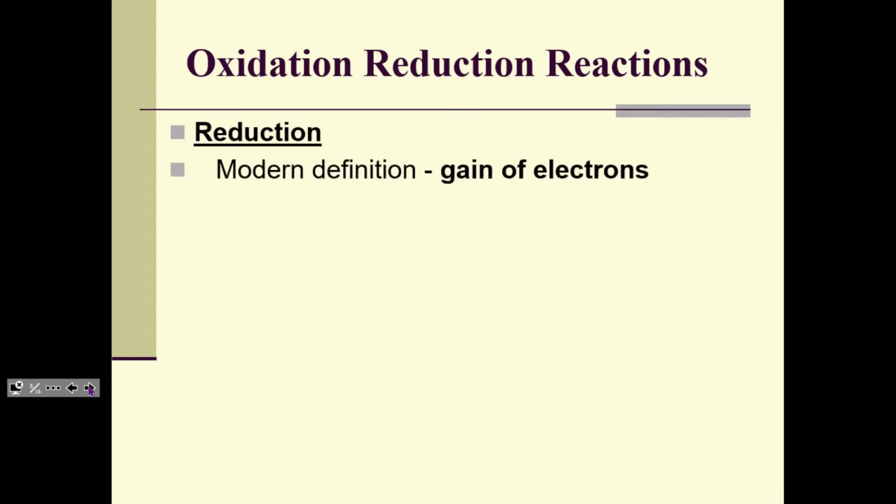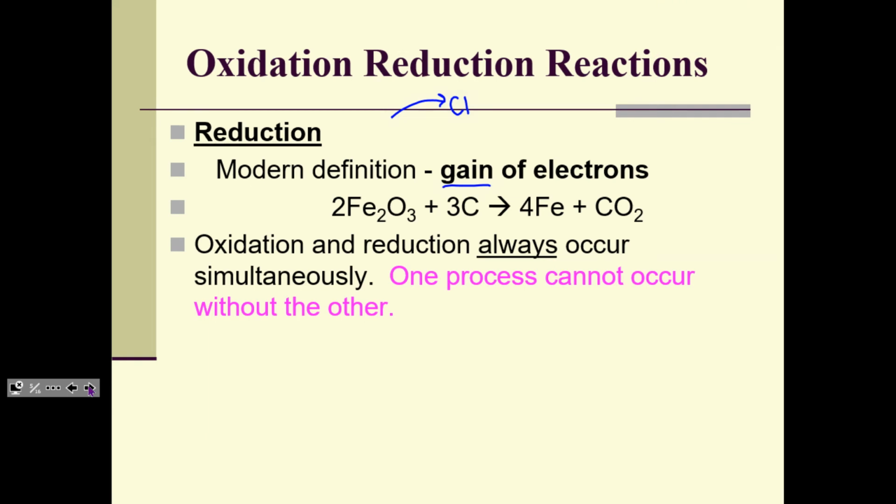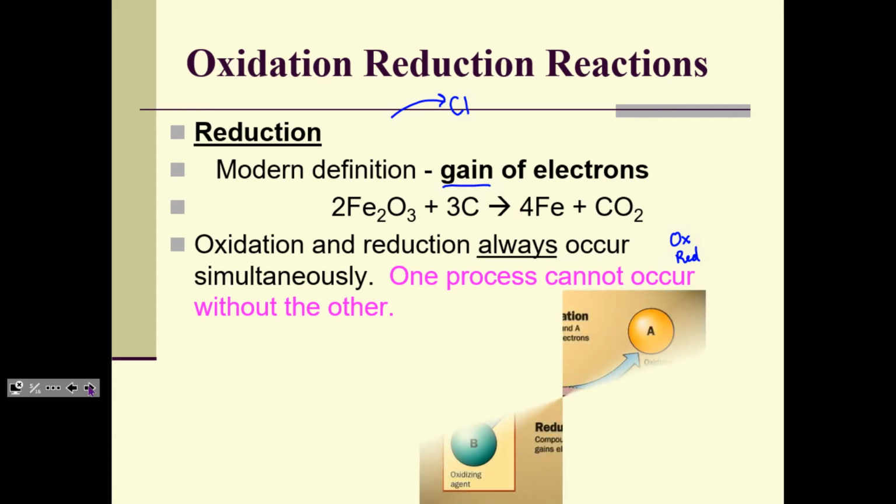Reduction, on the other hand, is the opposite. We are gaining. So in our first example, the chlorine was picking up electrons because it had one extra space. So oxidation and reductions always occur simultaneously, meaning if you have oxidation occurring, reduction is occurring at the same exact time. You can't have one process without the other.